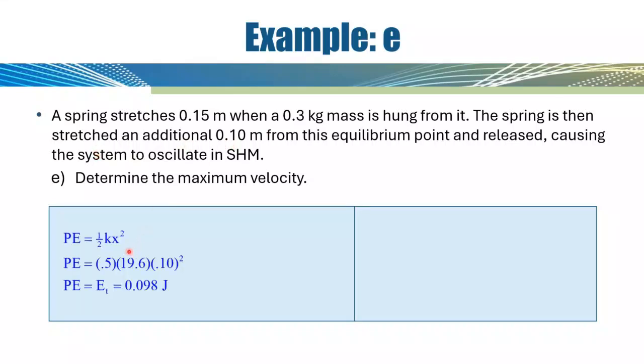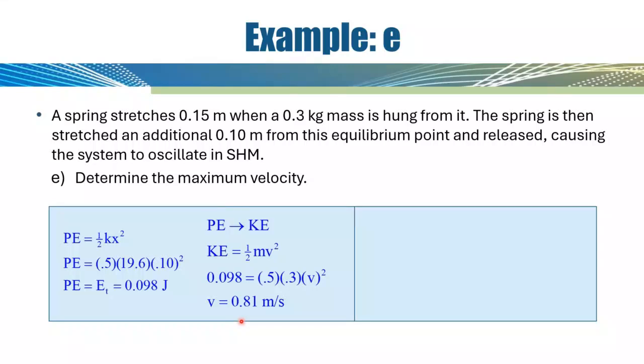So we are now at an end point, and at an end point, all of our energy is potential. So the potential energy is 1/2 kx squared, and we find the potential energy is 0.098 joules. So this is also the total energy of the system. And then as the system swings towards equilibrium, all of the potential energy turns into kinetic energy. So the kinetic energy is now 0.098 joules equals 1/2 mv squared, and the velocity is 0.81 meters per second.